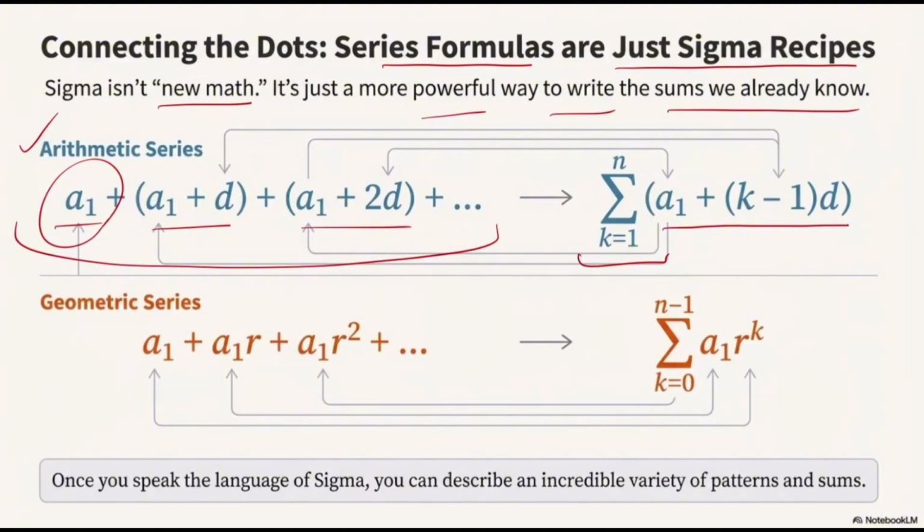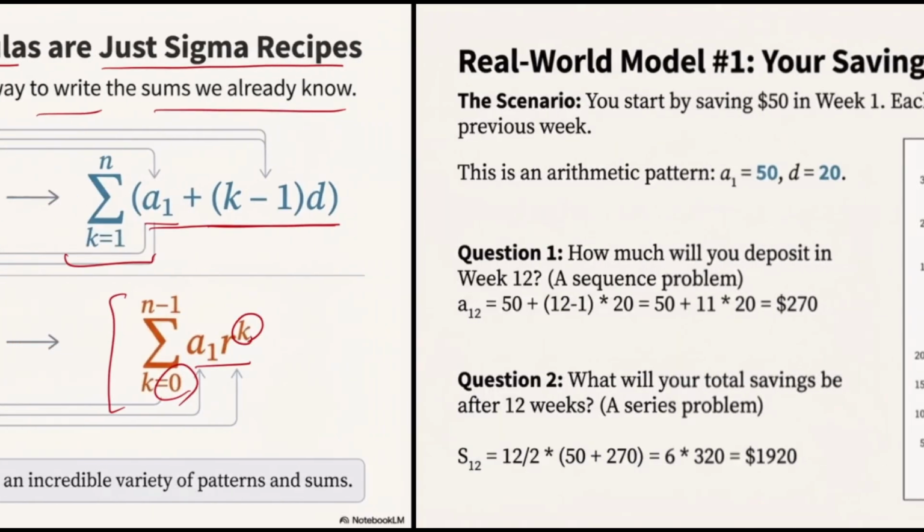If I put 2, it would be a2, so on and so forth. So k from 1 to n, a1 plus (k minus 1) times d is going to be the sum itself. What about geometric series? The same thing: a1 plus a1 r plus a1 times r squared. We are going to do the same thing. You do have k starting from 0. Remember that, because r to the power 0 is going to be 1. If you start from 1, we are going to miss the very first term. So k equals 0 to n minus 1, and we have a1 times r to the power of k.